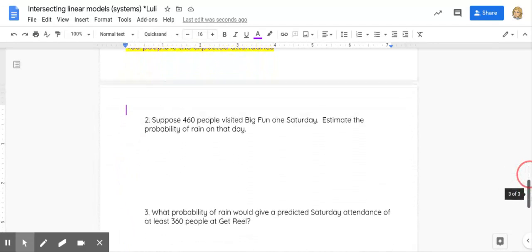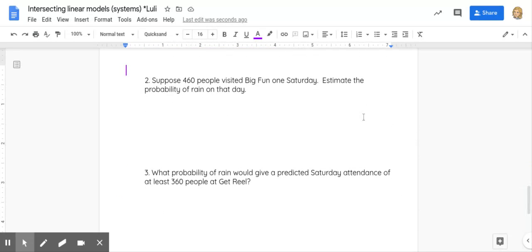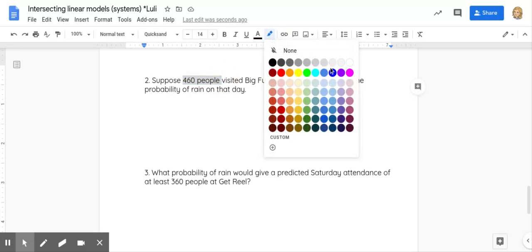Okay, next we are looking at another question still using our equations. So suppose 460 people visited Big Fun one Saturday. Estimate the probability of rain on that day. So we're only looking at Big Fun amusement parks, and we are given 460 people. So that's the piece of information that we're given.